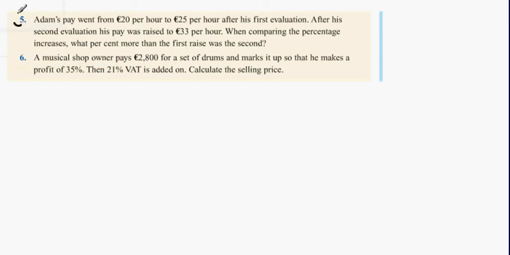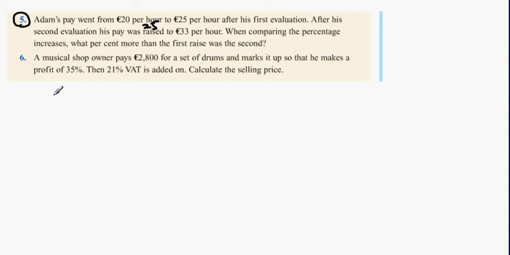Question 5. Adam went from €20 per hour to €25 per hour after his first evaluation. After his second evaluation, his pay was raised from €25 to €33 per hour. When comparing the percentage increase, write down what percent more was the first and the second.